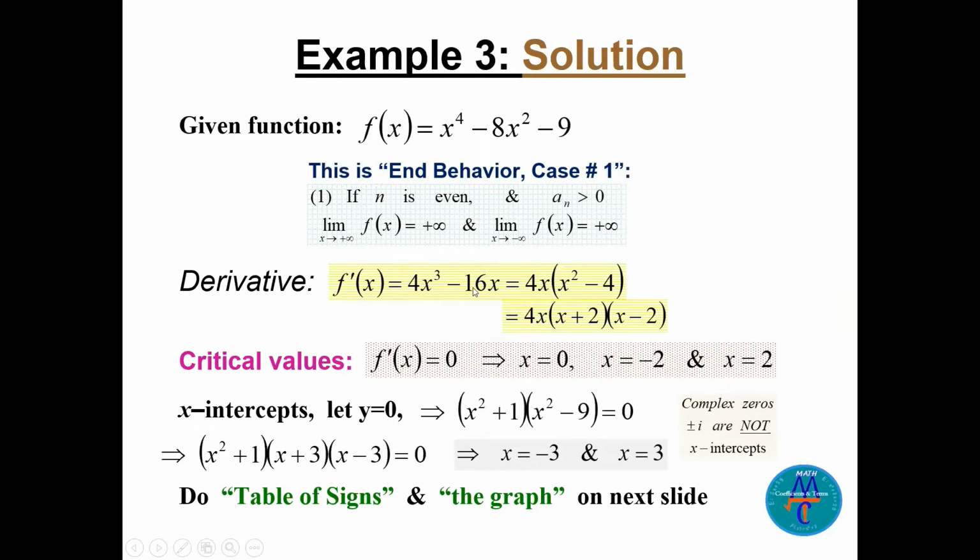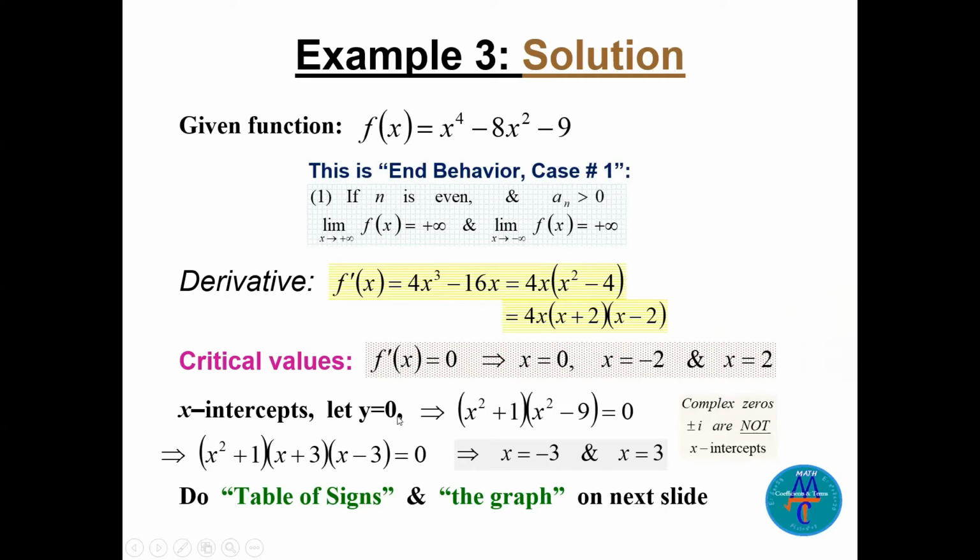So here we take a common factor 4x. Inside we will have x squared minus 4. That will be x plus 2, x minus 2. So the critical values when f prime is equal to 0: there are 3 critical values. X equals 0, x equals -2, x equals 2. So we will have a very big, huge table of signs.